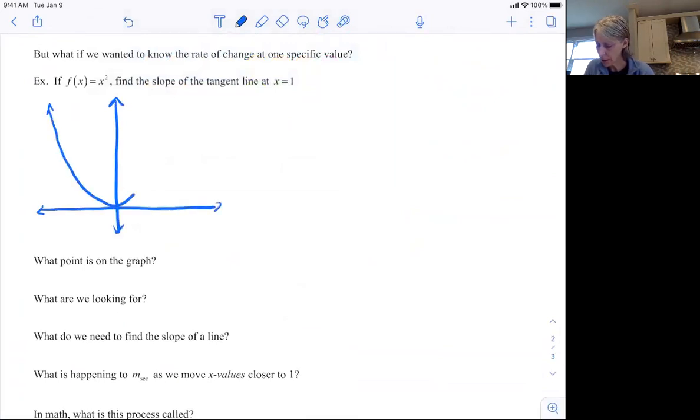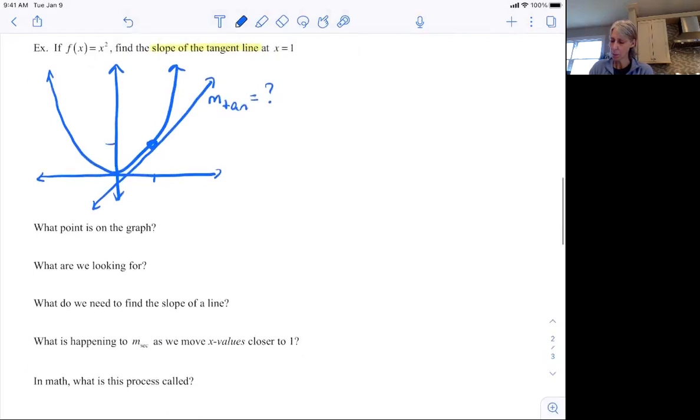Now I don't have to make it so fancy this time. What if I wanted to find the slope of the tangent line? Instead of hitting 2 points, I want to know the slope of this line. Remember, a tangent line is a line that hits a curve at one point. So the point we're going through is (1, 1). Again, we're looking for the slope of that line.